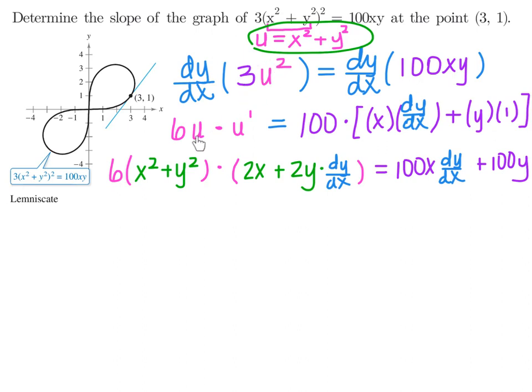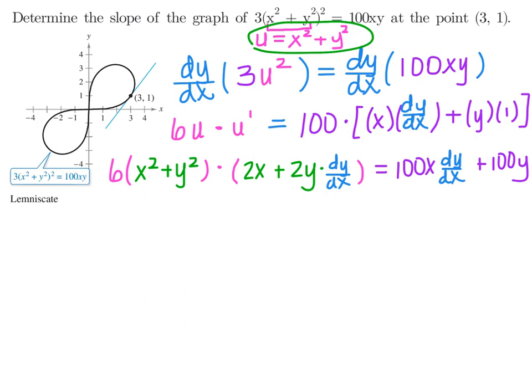2 bring it down to the 3, so that's 6u times whatever the derivative of u is, which I'll do in the next step. And then I can just apply my dy over dx to 100xy and use my product rule there, keeping in mind that the derivative of y is just going to be this dy over dx.